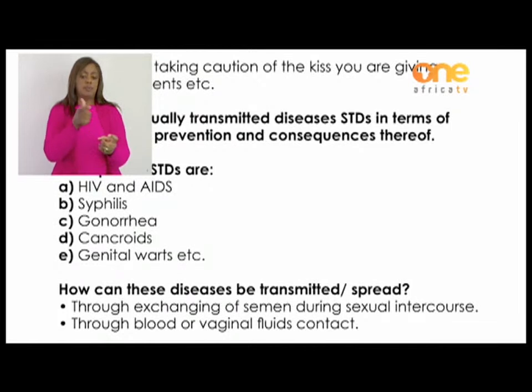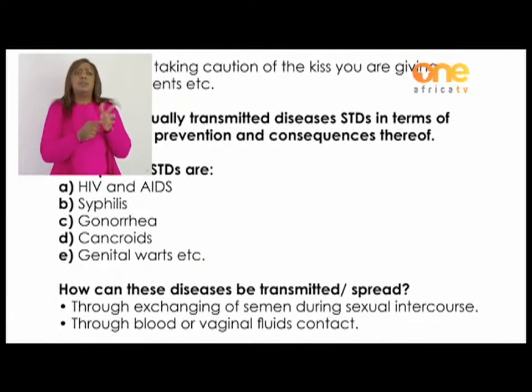Let's move on. The next thing says that we must be able to describe sexually transmitted diseases, STDs, in terms of transmission, prevention, and consequence. First we are going to look at how these STDs are transmitted, then how to prevent them from spreading, and lastly the consequences. But first, let's look at some examples of STDs. Examples are HIV and AIDS, syphilis, gonorrhea, chancroids, and genital warts.